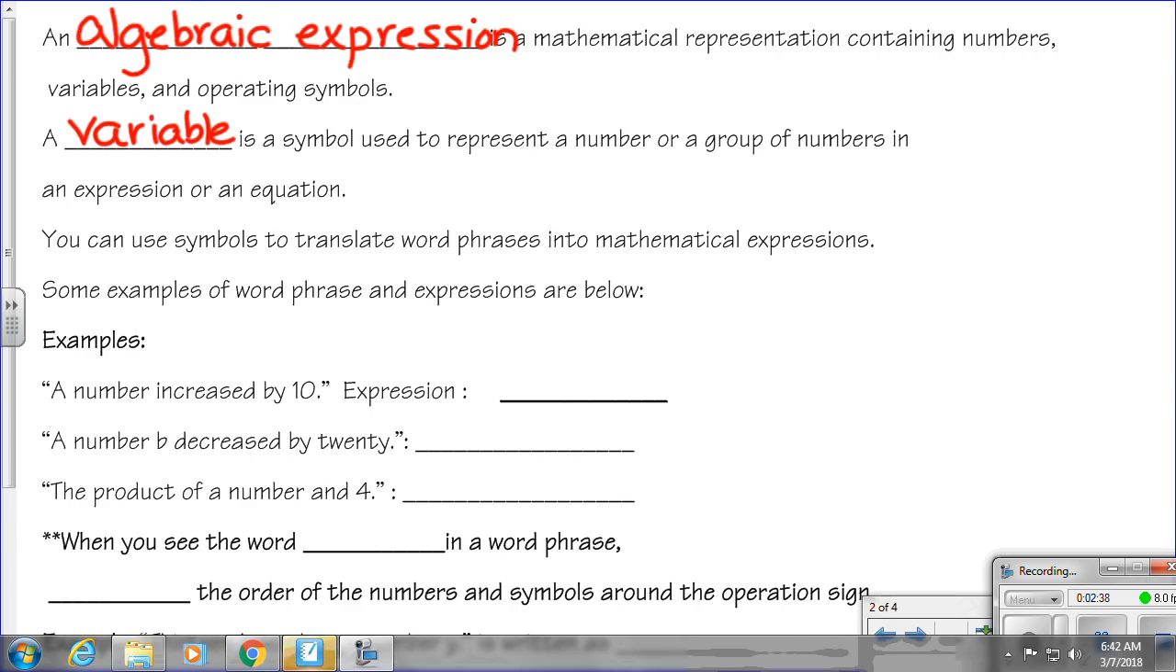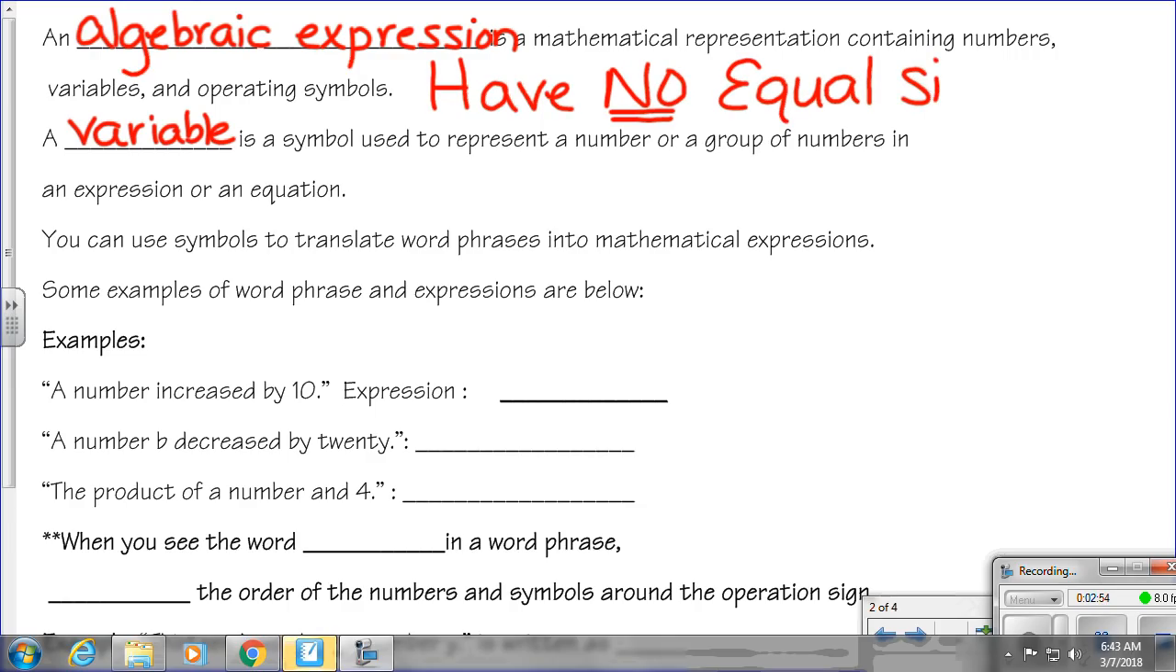One key thing that is not mentioned in these notes is the fact that expressions have no equal signs. So please make sure that you add that important component into your notes. No equal signs for algebraic expressions.